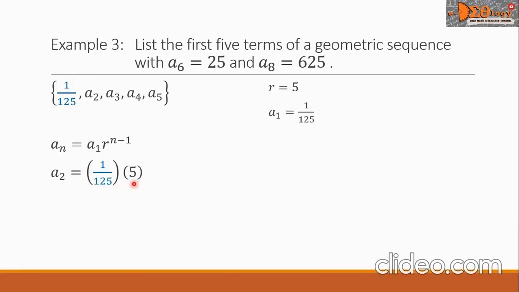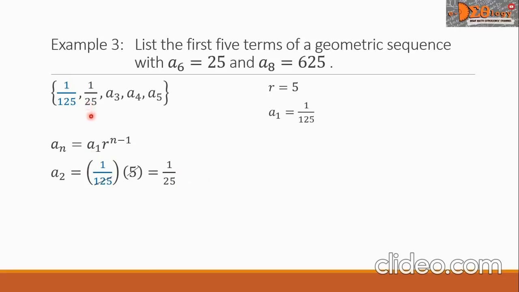We can cancel this 5 and 125 and we will have this 1 over 25. This is our a sub 2, the second term. We can substitute now this value in here.